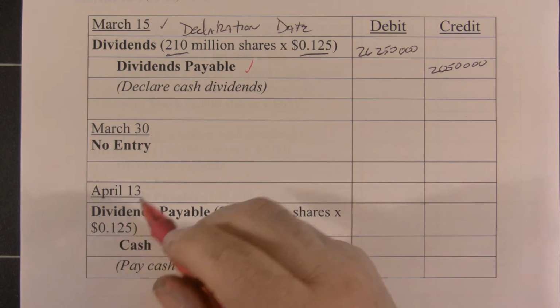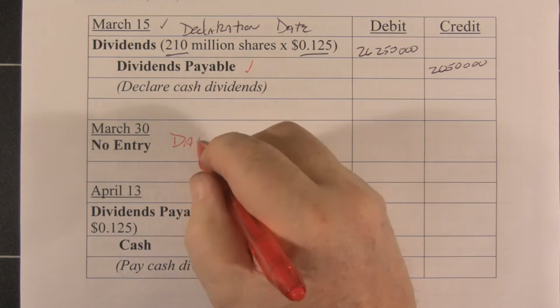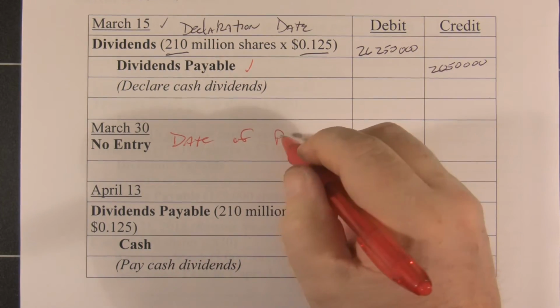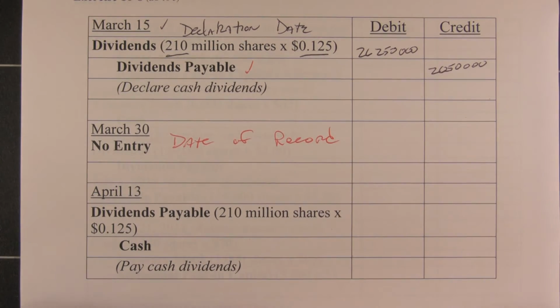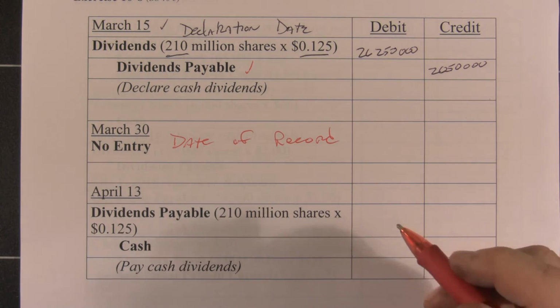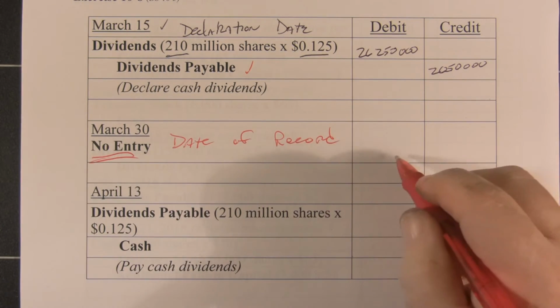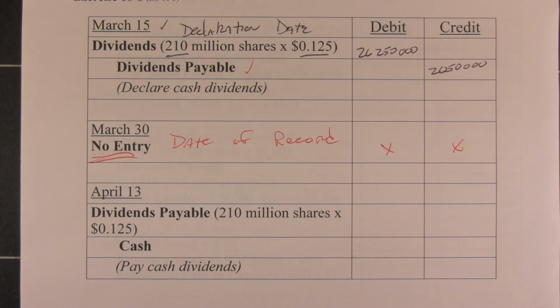March 30th is called the date of record, or the recording date. That's the date that the shareholders have to notify American Eagle who they are and where they are so that they can send out the dividend. There is no entry needed for that day, so we don't have to do anything that day. The accounting office has to collect all those names and addresses and keep that record so we can send the checks to the correct people.